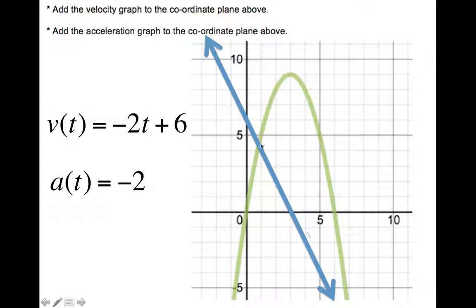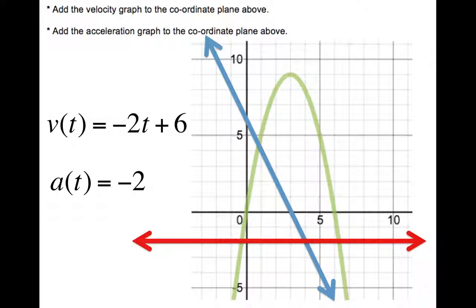So that's the velocity. And then acceleration was negative 2. This is just the line y equals negative 2. So the acceleration is right here. And again, the acceleration is constant. It's always decreasing the velocity by negative 2. So there's the acceleration. All right, we'll do a lot more of that stuff after the break.